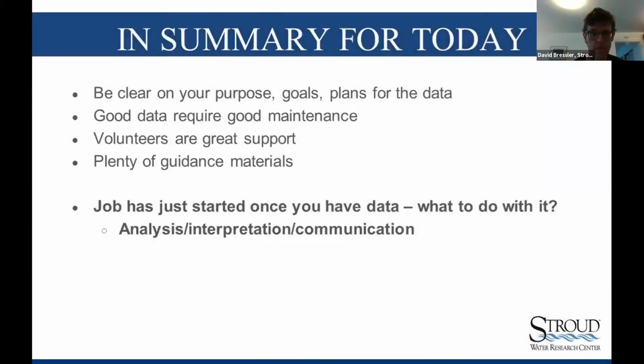And then just as a summary for today, be clear on your purpose, your goals, and your plans for the data. So before you put a station out, make sure to take the time to consult with yourself and others about how you're going to use the station, how you're going to use the data, how the data will inform any decision making that you want to make or help other people make.